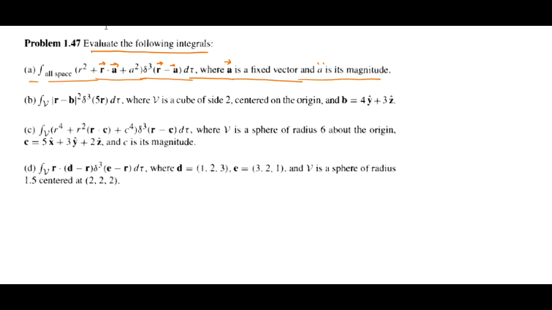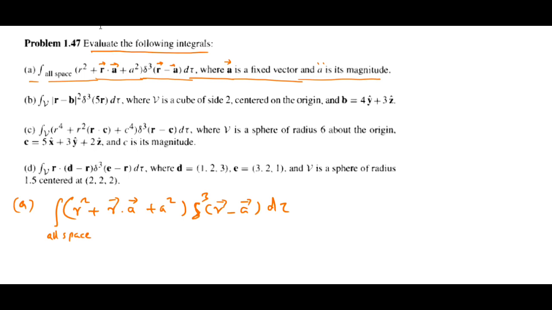Okay, let us do this problem first. I will copy this question here. All space, r squared plus r dot a plus a squared, delta cubed (r minus a) d tau. Fine.